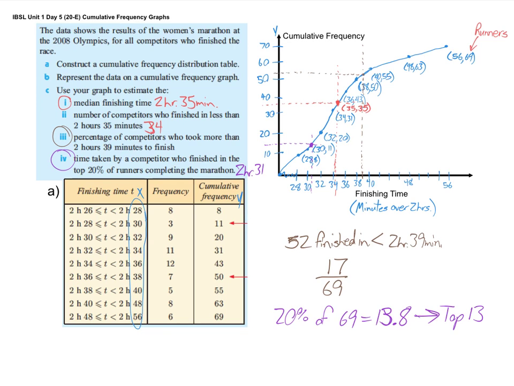All right, does that make sense? All right, so a lot of inferences we can make on this, and you can do any of those percentiles the same way we did this 20th one.